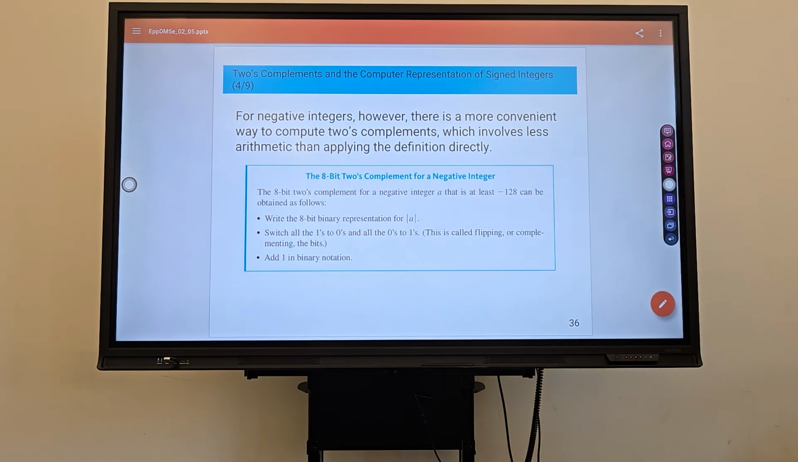If you have a 2's complement binary number, you flip the bits, add 1, and then take the decimal value of that and then put a minus sign in front of it if it's a negative number.